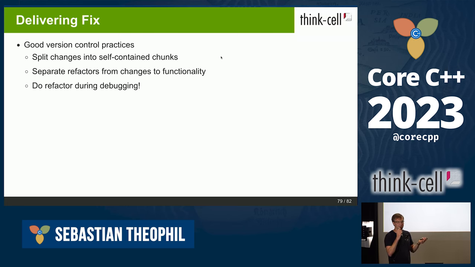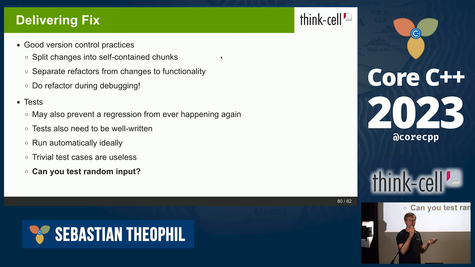And there are good techniques. They are often repeated. You should split your changes into self-contained parts, separate the parts that introduce new functionality from those that just refactor existing code. Check in the refactorings you did while you were debugging, not together with the bug fix, obviously, but separately. And then add those tests. Those tests maybe will also prevent the bug from reappearing, right? You need to think about your tests as deeply as you need to think about your code. If your test cases are all trivial, you're not going to find very interesting bugs, I guess. In the best case, maybe you can write tests that test your code against random input. In some cases, you can use random input and, let's say, a trivial, inefficient data structure to test your implementation against a trivial, inefficient implementation. That can be a good technique.